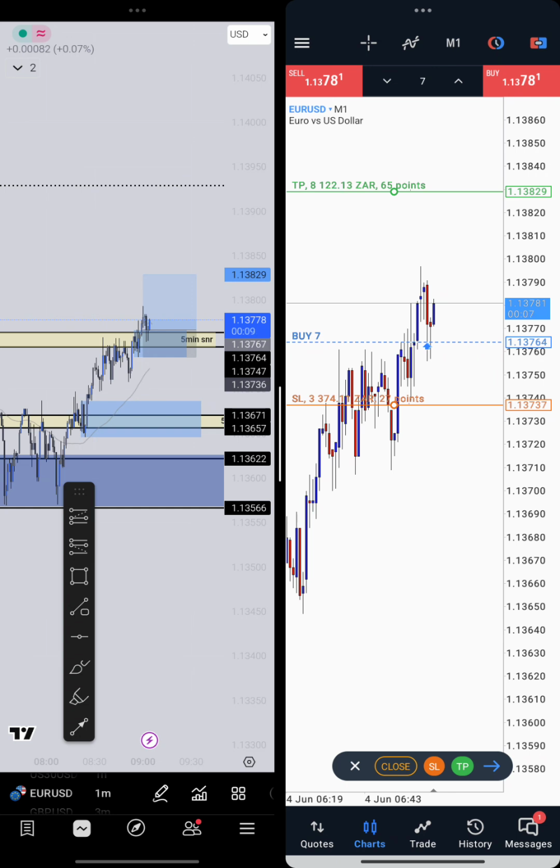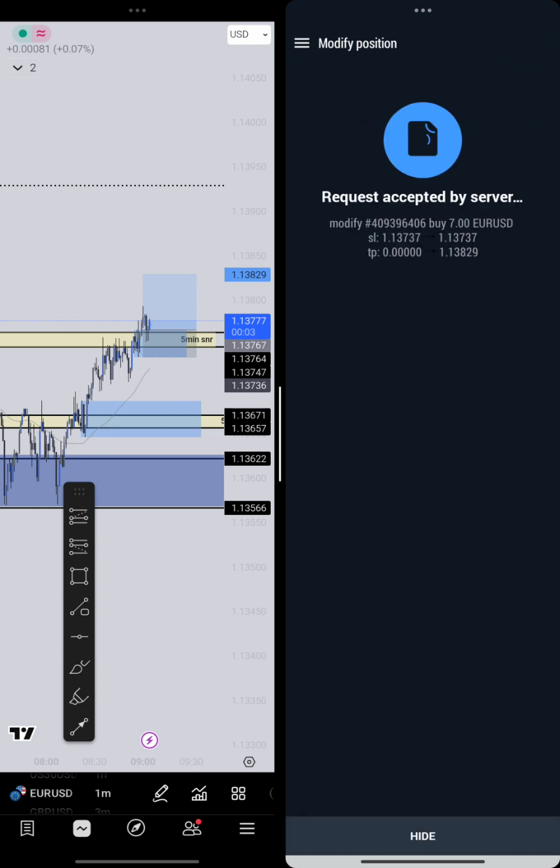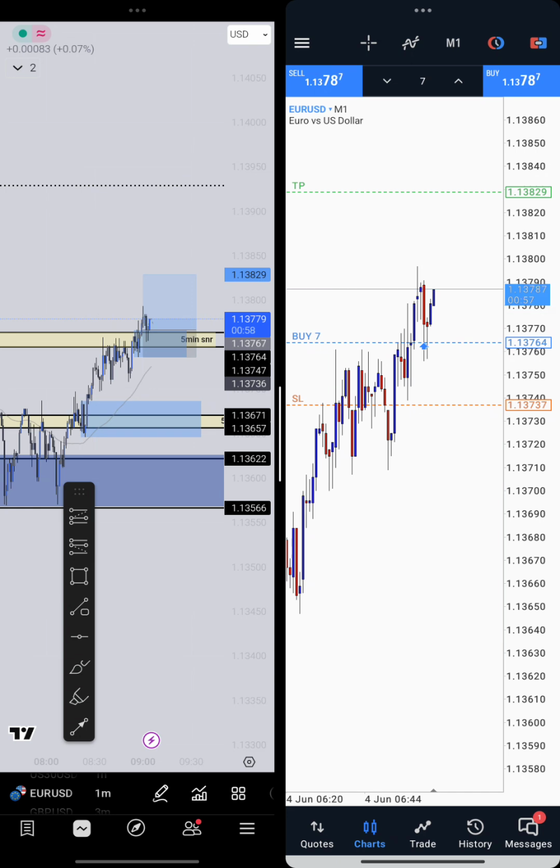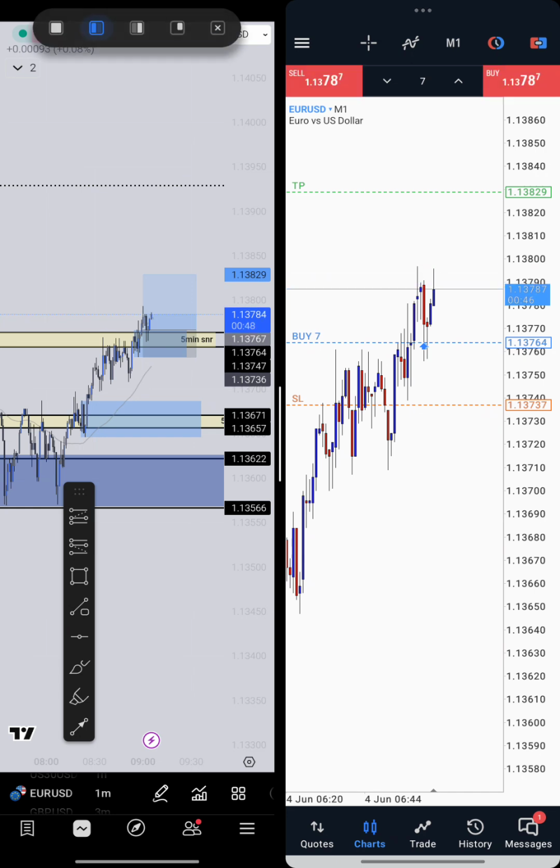So let me try and give you guys a breakdown. Let me go ahead and set the TP. So let's go over here, modify trade. Okay, the trade is on. Trade is gonna do its thing. So while that's doing its thing, let me go ahead and make the TradingView screen bigger.